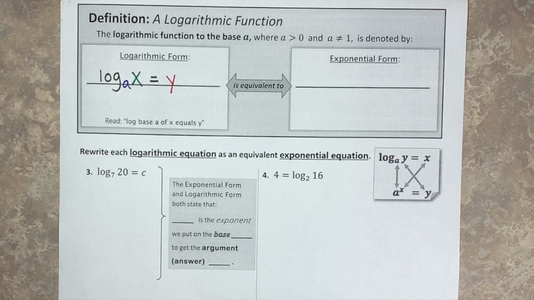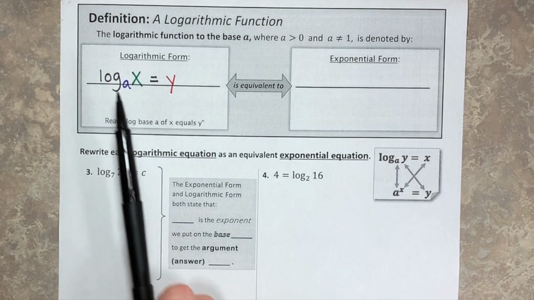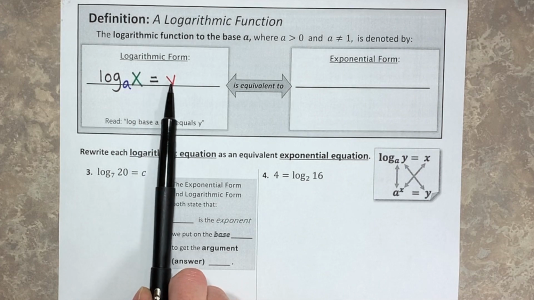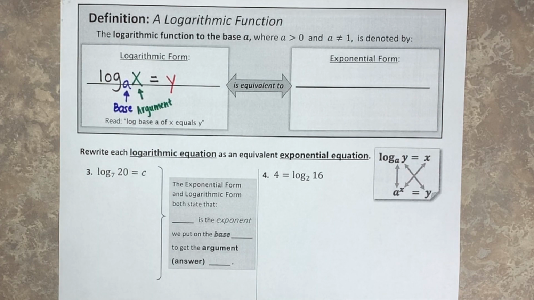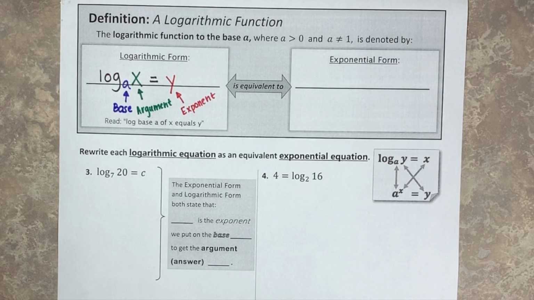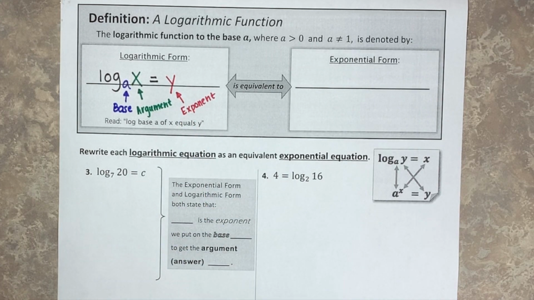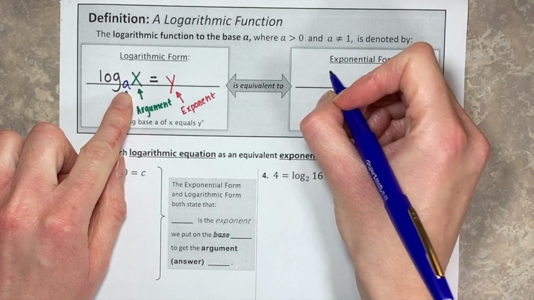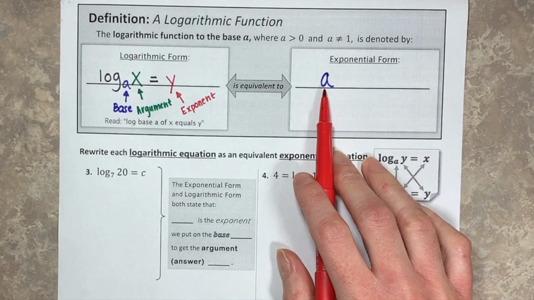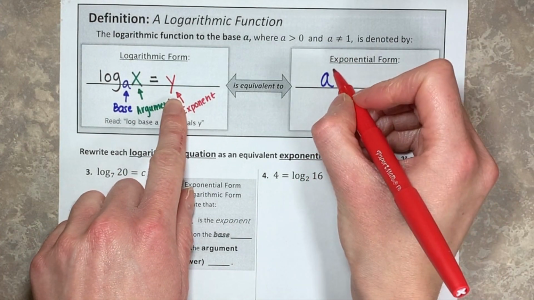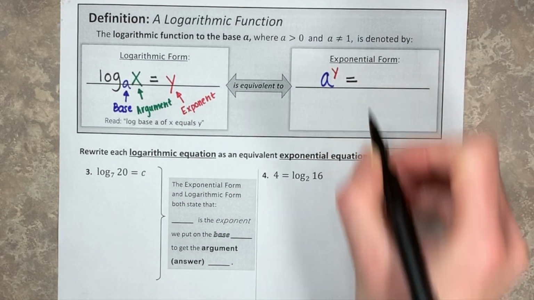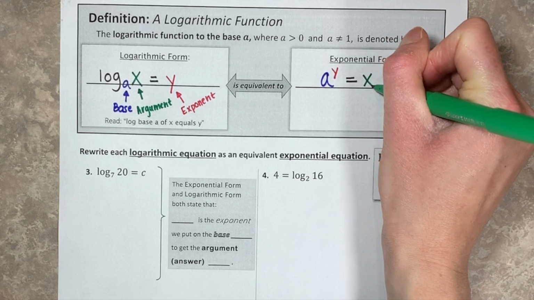So if this is our log, as it says right here, we would read this as log base A of x is equal to y, where A is the base, x is called the argument, and whatever your log is equal to, that represents your exponent. So y in this case is the exponent. Anytime you have something written in logarithmic form, you can always rewrite it in an equivalent exponential form. So like we've been practicing, in exponential form, we start with the base, which is a. Then we take a and raise it to the exponent, which is y in this case. And then in exponential form, we set that equal to the argument, which is x in this case.